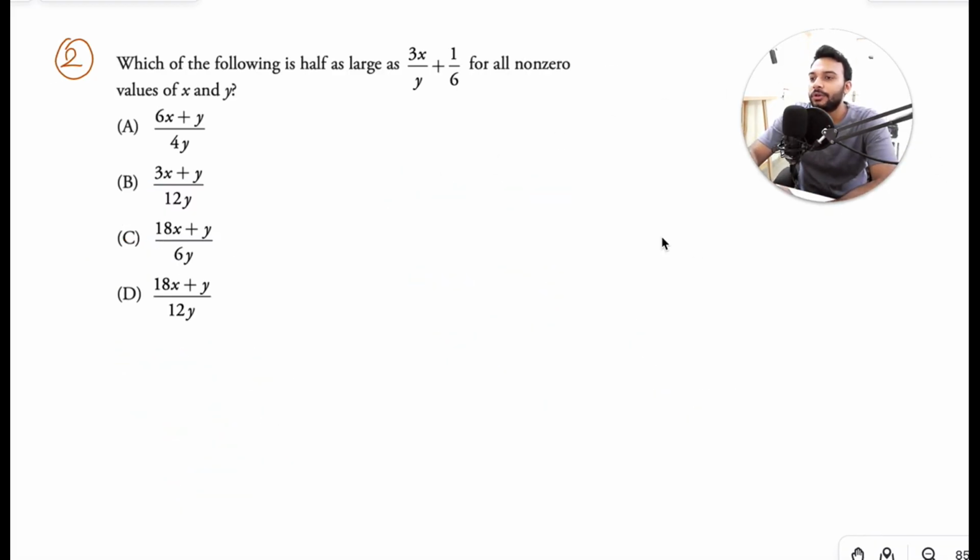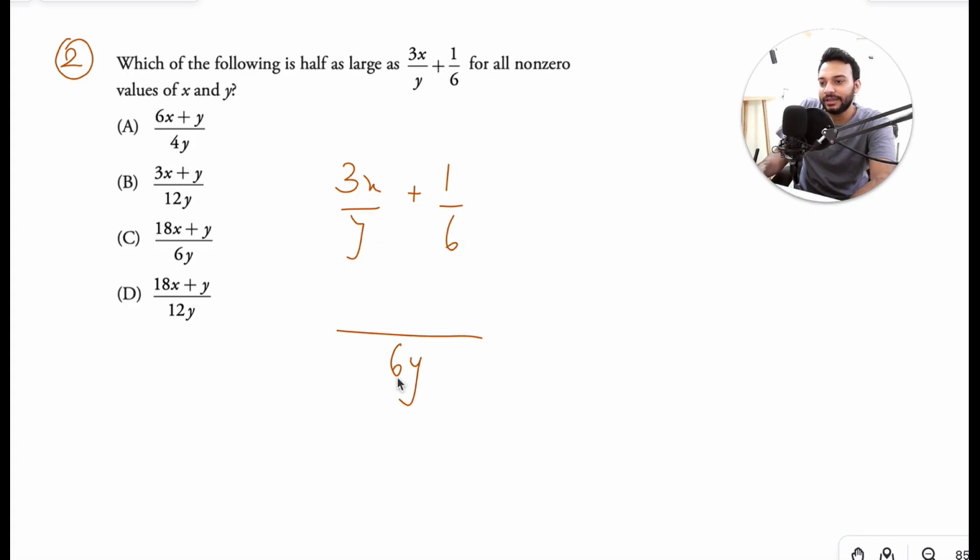Question number 2. Which of the following is half as large as 3x/y + 1/6 for all non-zero values of x and y? Let's solve this in the fraction addition way. The common denominator will be 6y. To make y into 6y, it is multiplied by 6, so 3x multiplied by 6 is 18x, plus, to make 6 into 6y, multiplied by y. So 18x + y over 6y.